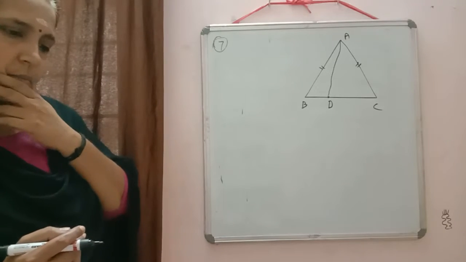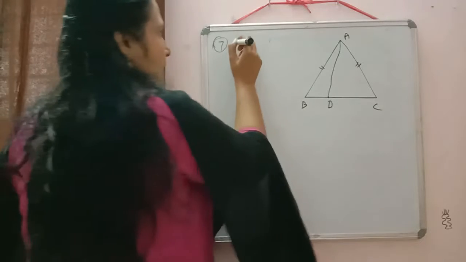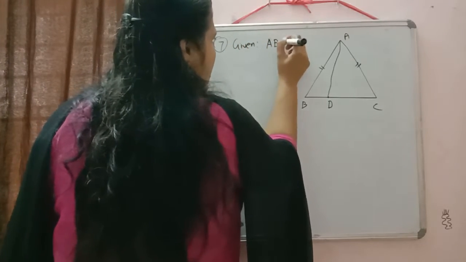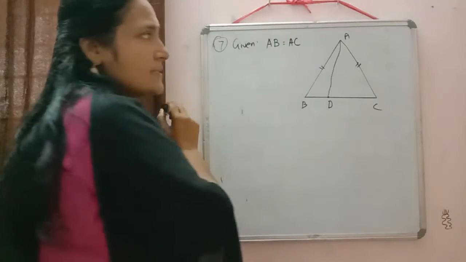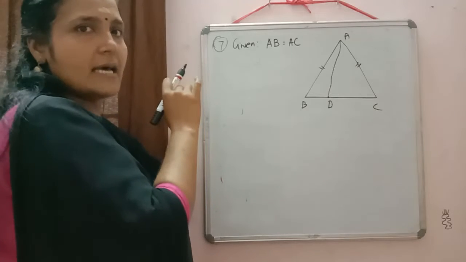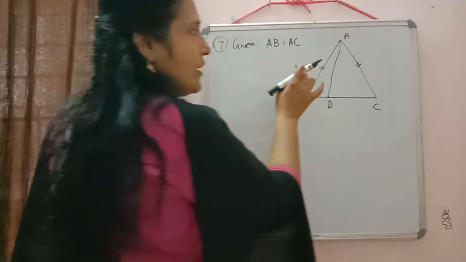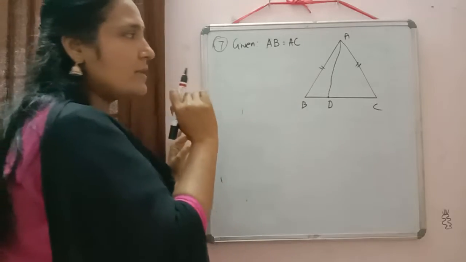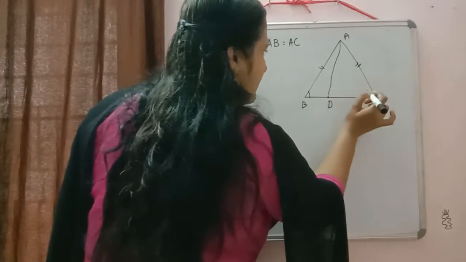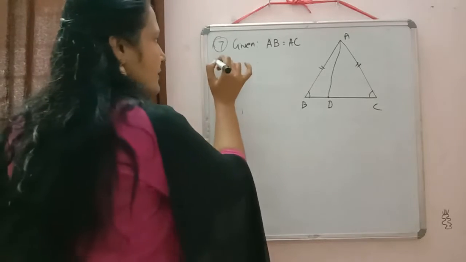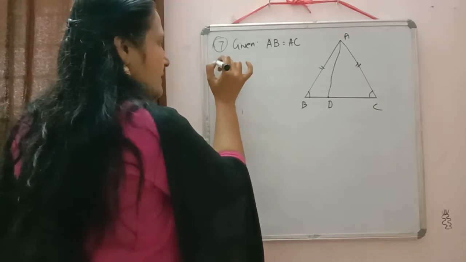Here to prove using the Pythagoras theorem, we only have the condition given, AB is equal to AC. If AB is equal to AC, which type of triangle is this? Yes, isosceles triangle. So if two sides are equal, their opposite angles also will be equal, which means angle B is equal to angle C. Correct?